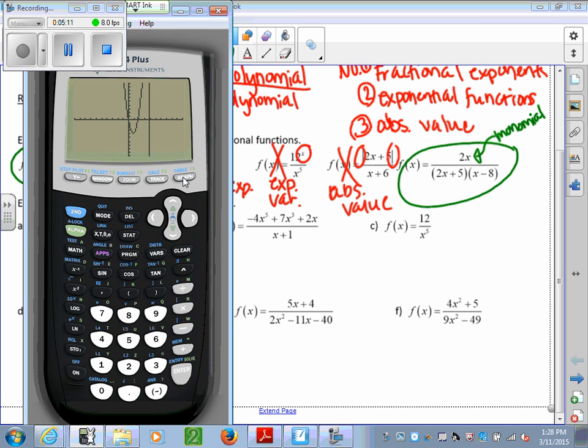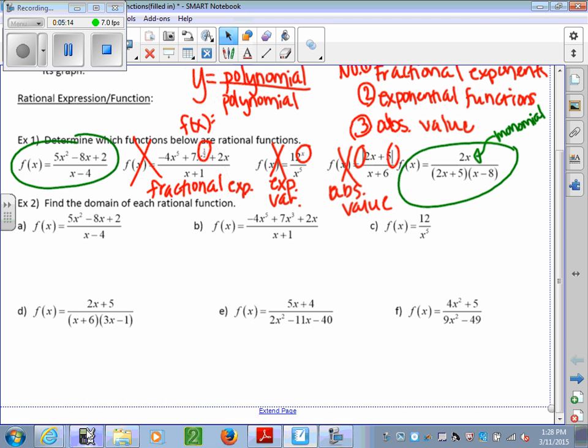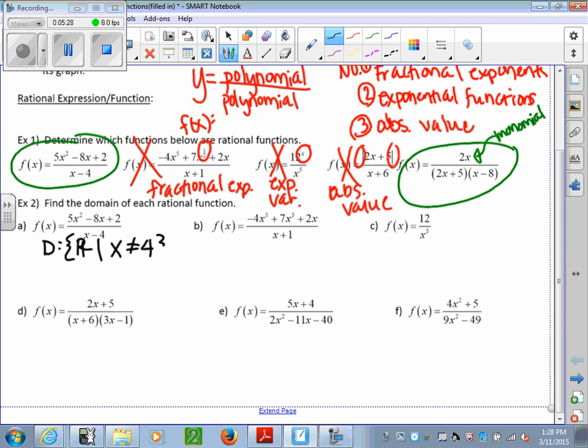So the way we would write that is, there's a couple ways. One way we can write it: domain equals all real numbers such that x does not equal 4, which is where my asymptote is. Or we could write it as negative infinity to 4, not including 4, so I'll use parentheses.